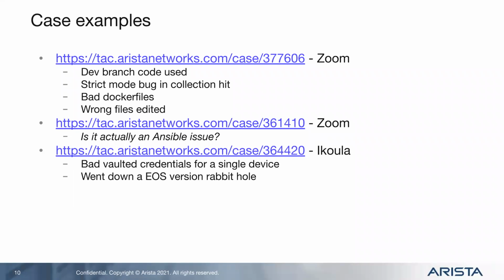What we ended up finding out was that in their inventory, they were using vaulted credentials. And for one device, the device in question they upgraded, the password in the vault was wrong. And that's what was causing the issue. Unfortunately, we didn't catch that in our testing because we never bothered decrypting the vaulted credentials. We were just testing with unencrypted credentials on the command line, and those tests were passing. So lessons learned from that: decrypt early, decrypt often, and don't trust vault.